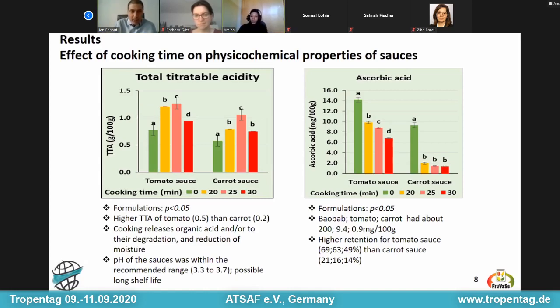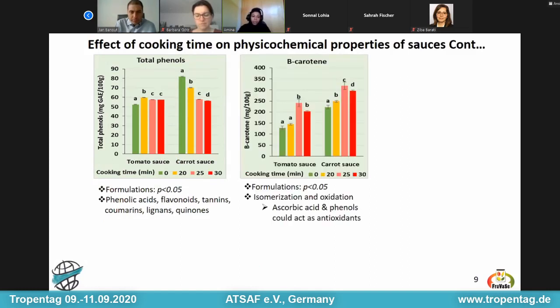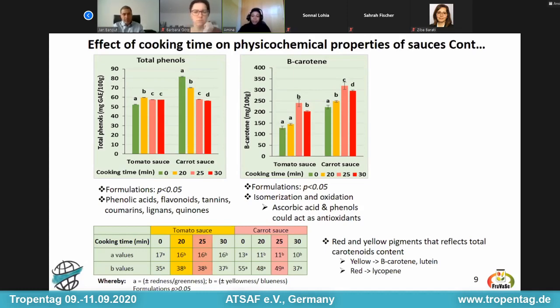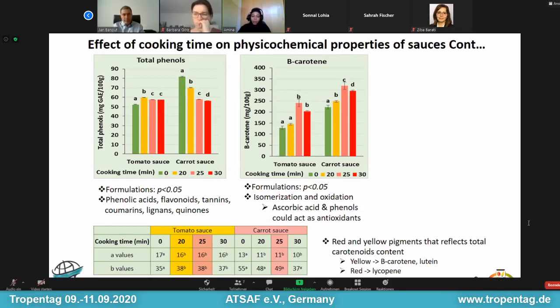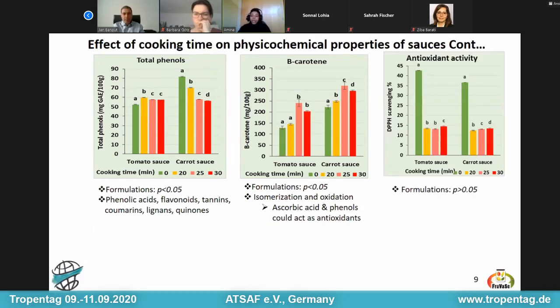Oh, okay, so the cooking time had an effect. And for total phenols, we also see that cooking time had a significant effect. And for the beta carotene, the cooking time had less effect. And there was a retention of these pigments, which reflect the beta carotene, especially for 25 minutes cooking time. And for antioxidant activity, longer cooking time reduced it.